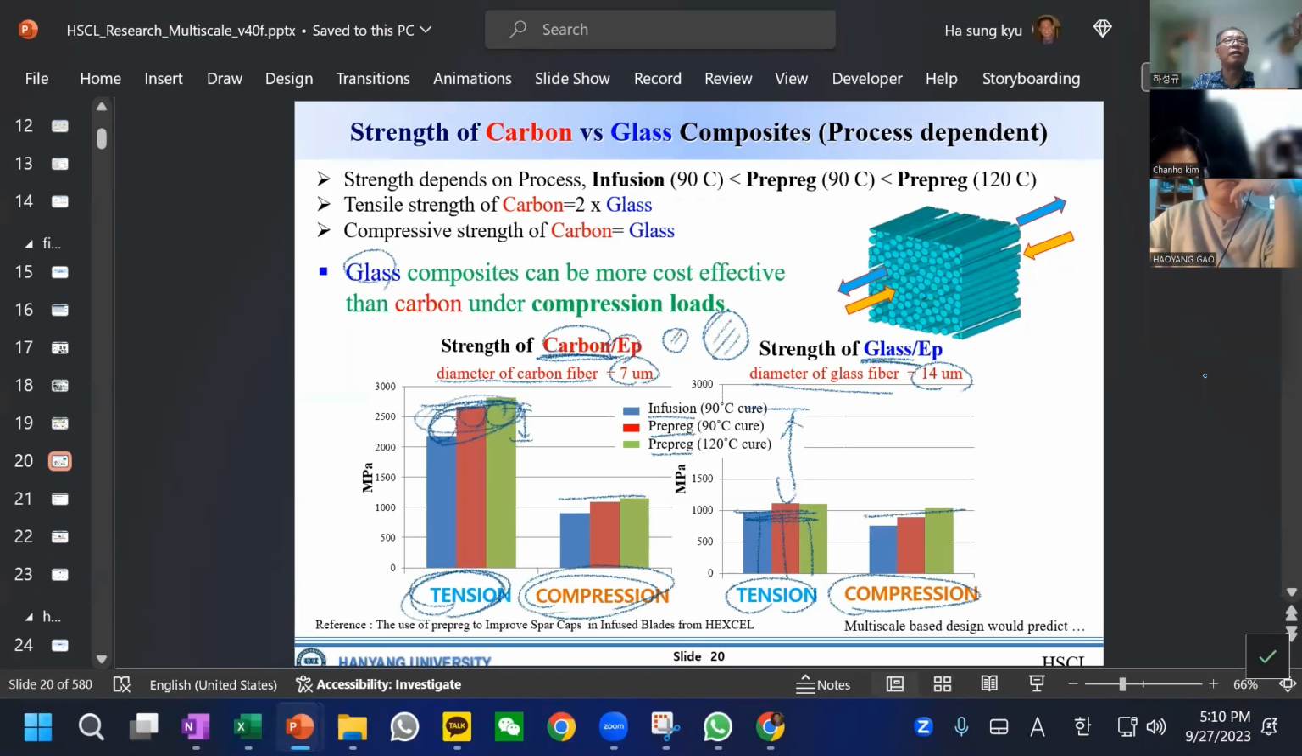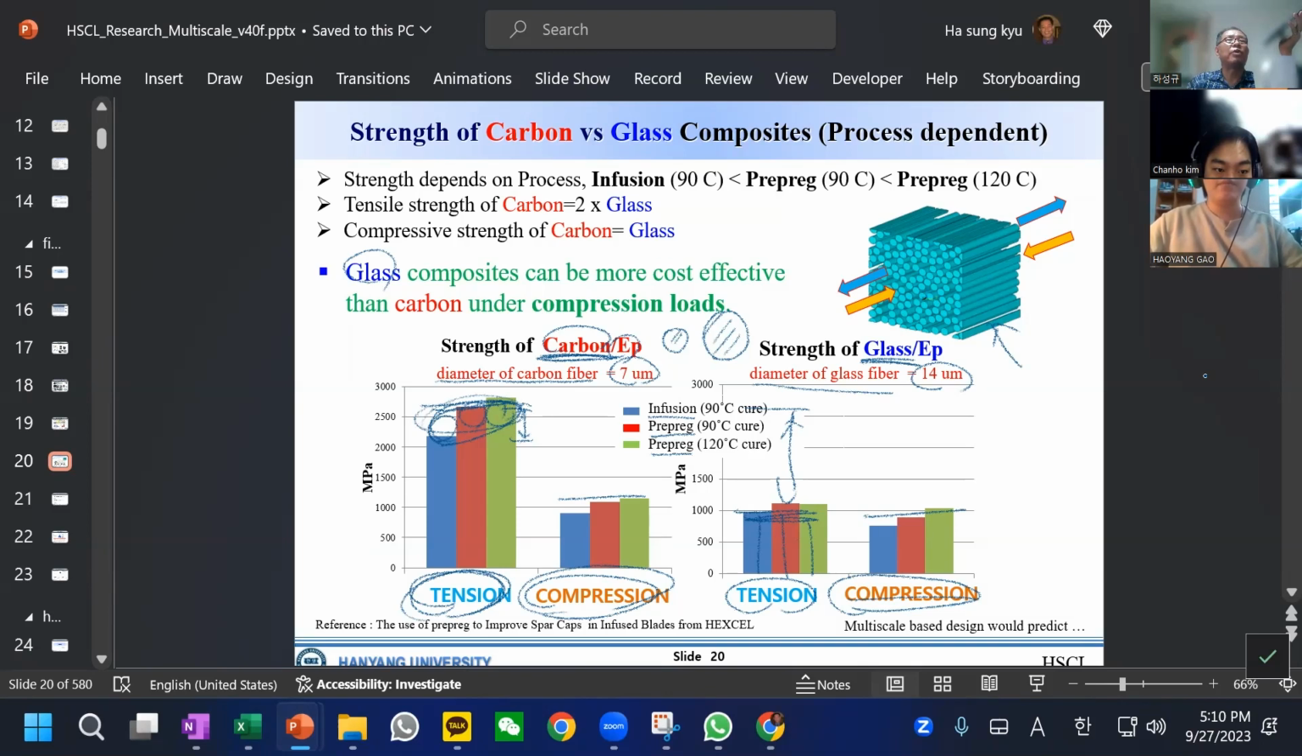compressive strength. So let's say this is the composite, and you want to use the composite only for compression. Which fiber do you want to choose? Well, there is no reason to choose carbon. Carbon is expensive, so I'd rather choose glass to support the compression.